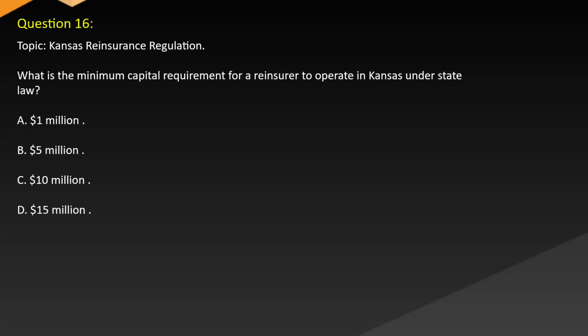Question 16. Topic: Kansas reinsurance regulation. What is the minimum capital requirement for a reinsurer to operate in Kansas under state law? A. $1 million. B. $5 million. C. $10 million. D. $15 million.